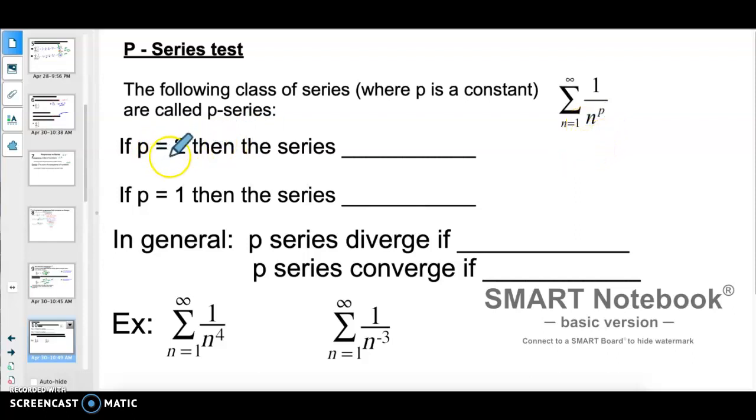It says if p equals 2, then the series, so when I've got 1 over n squared with an exponent of 2, we proved earlier that it's going to converge. Or what we talked about earlier, and this test is going to tell you why, and then we'll prove it later too.